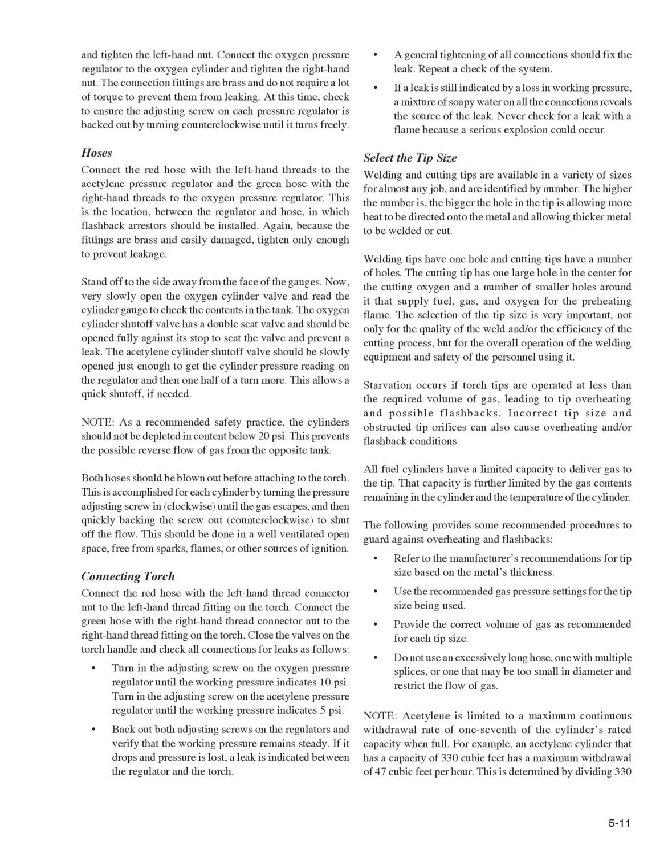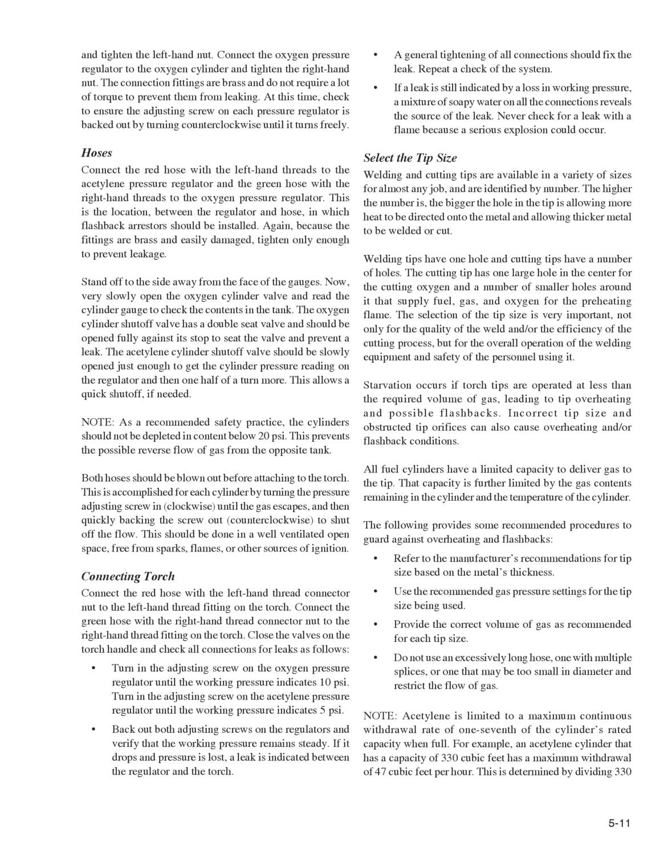Both hoses should be blown out before attaching to the torch. This is accomplished for each cylinder by turning the pressure adjusting screw in clockwise until the gas escapes, and then quickly backing the screw out counterclockwise to shut off the flow. This should be done in a well-ventilated open space, free from sparks, flames, or other sources of ignition.